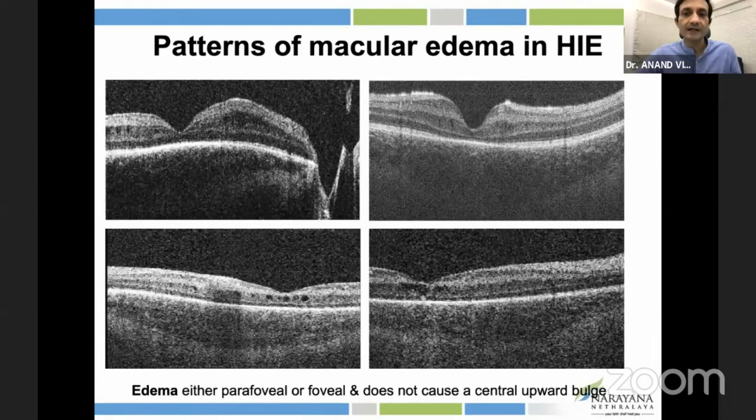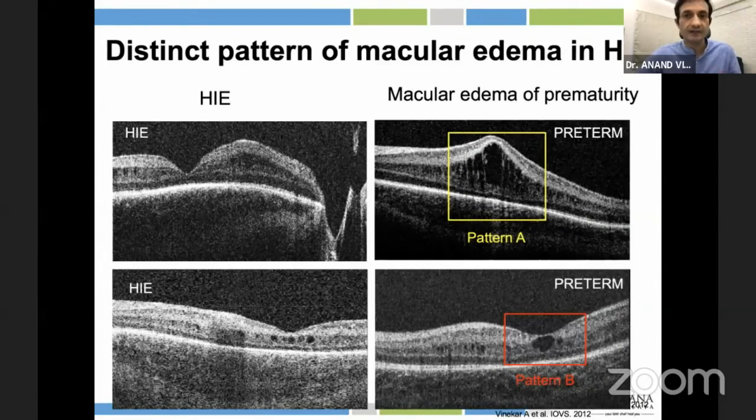And these are the patterns of edema that have been shown. As you can see, they are distinct and different from the ones we found in the macular edema of prematurity, which is more exactly subfoveal, and there is a disruption of the foveal dip, as on the right. It looks like the cystoid macular edema that we so often see in adults after surgery or inflammation or uveitis.